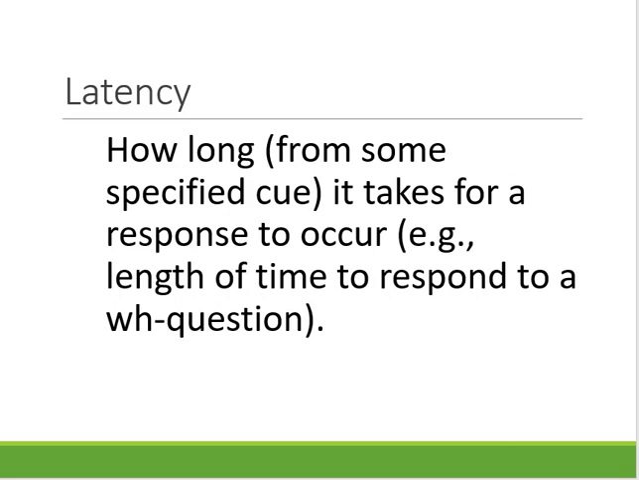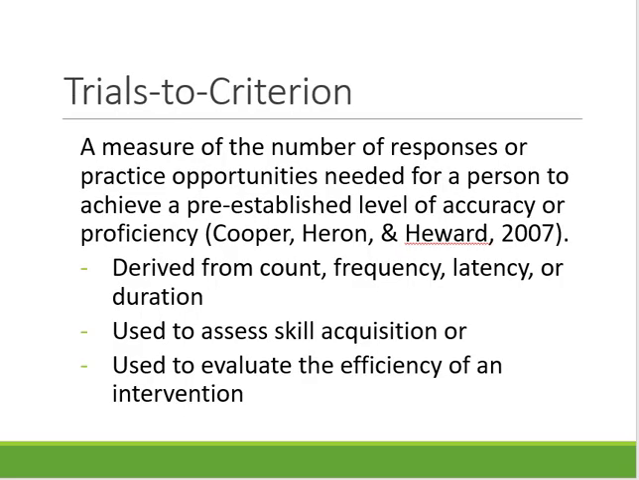Latency is how long from a specified cue it takes for a response to occur. For example, the length of time to respond to a WH question. Trials to criterion is a measure of the number of responses or practice opportunities needed for a person to achieve a pre-established level of accuracy or proficiency or independence. This is derived from count, frequency, latency, or duration, and often used to assess skill acquisition or used to evaluate the efficiency of an intervention.